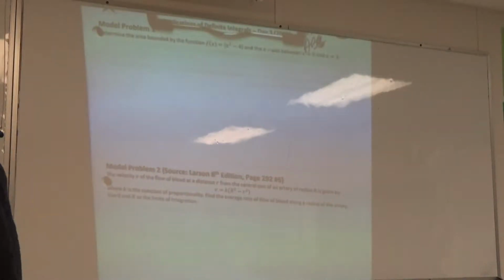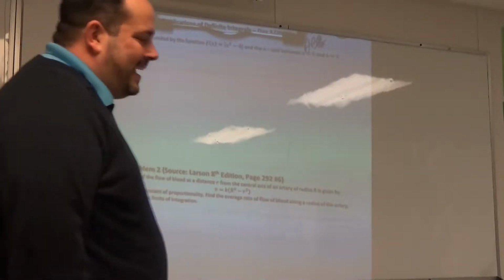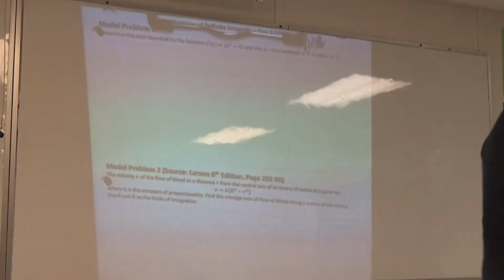Find the area of the region bounded by the function f of x equals the square root of x squared minus... the absolute value of x squared minus 4, and the x-axis between x equals 0 and x equals 3.